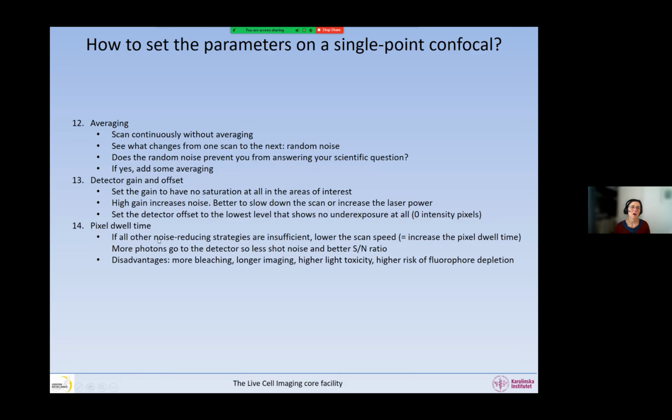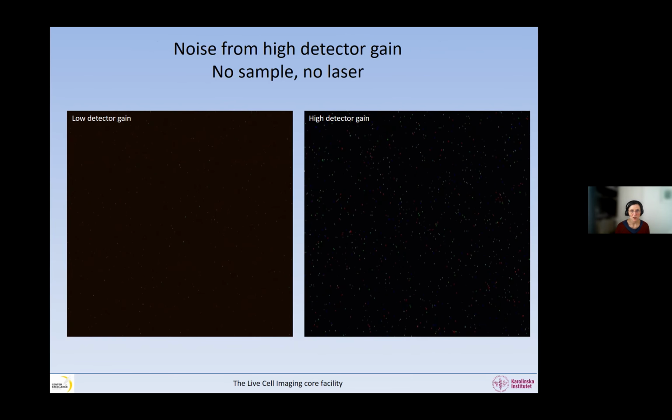So if all other noise reducing strategies are not sufficient, you can go down in the scan speed. And then you will get more photons to the detector, so less shot noise. But the disadvantage is that you bleach more, you have longer imaging and higher light toxicity, and also higher risk for fluorophore depletion.